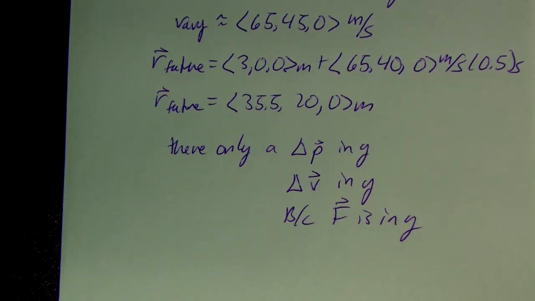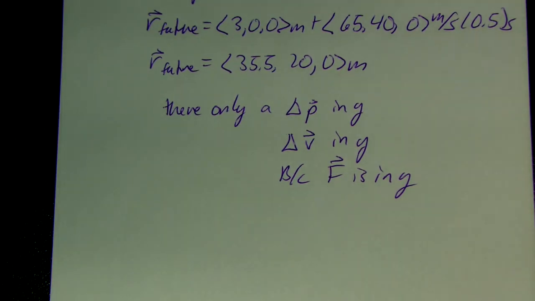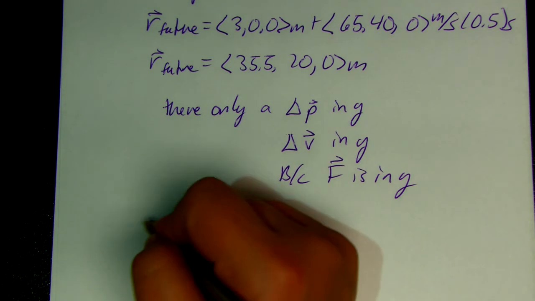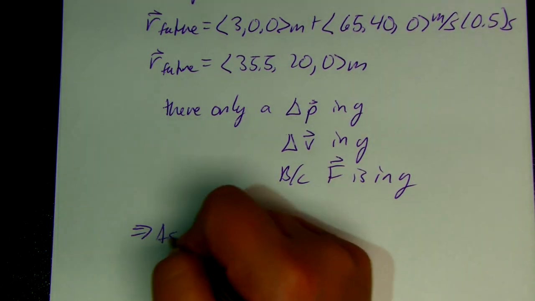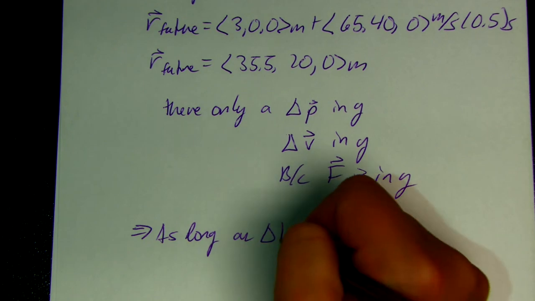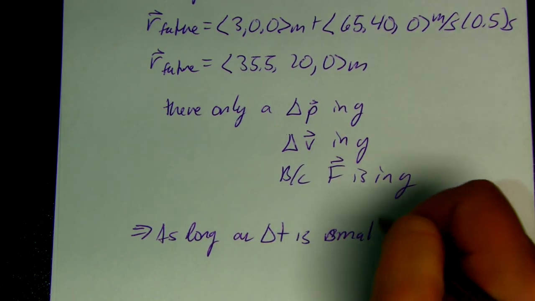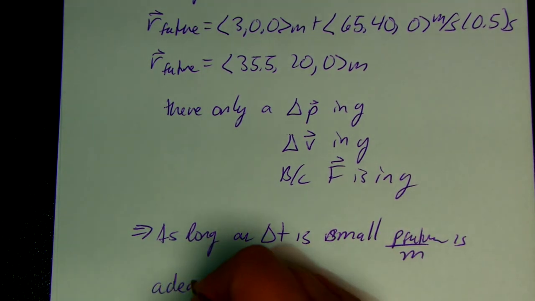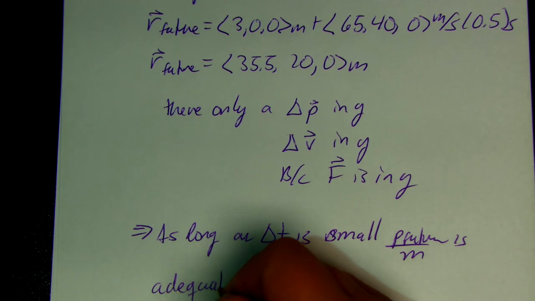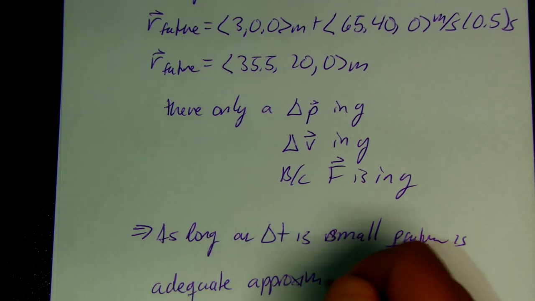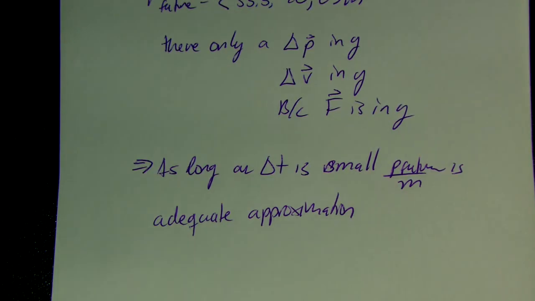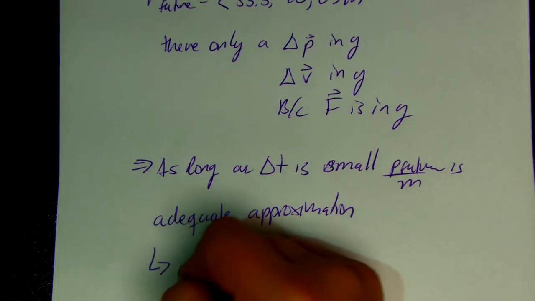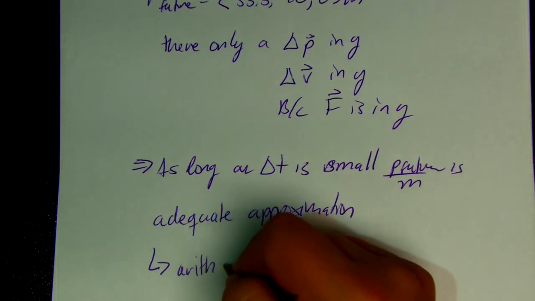So why exactly are we using P future to go after V average instead of the average of P future and P now? The quick and dirty answer is that as long as delta T is small, P future divided by M is an adequate approximation. And the arithmetic average is not always an appropriate approximation, and we'll talk about in what circumstances you can use it and in what circumstances it's insufficient. So arithmetic average is sometimes more accurate, but not always.